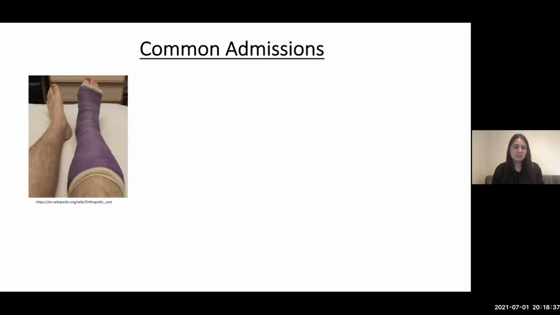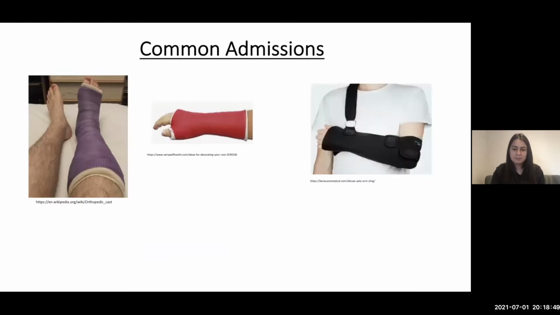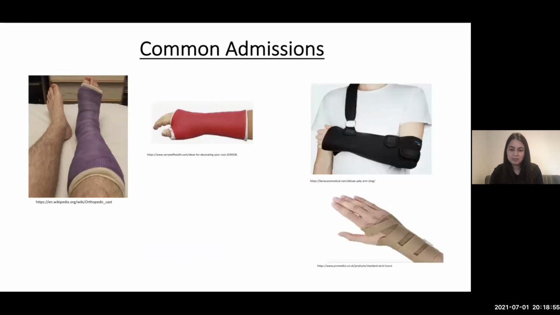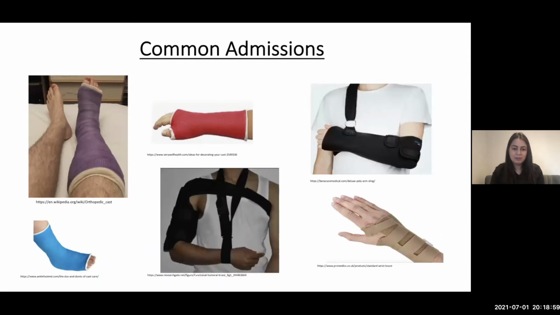Common admissions. You'll commonly see these sorts of people on our ward. This patient has a plaster cast on his right leg, which is below the knee. This patient has a plaster cast on their hand and wrist. This patient has a polysling. This is a Futura splint. And this is another plaster cast, which is a bit lower down, covering the ankle.